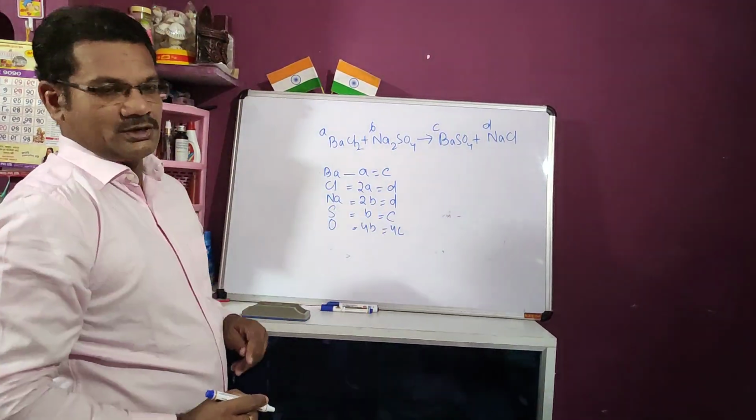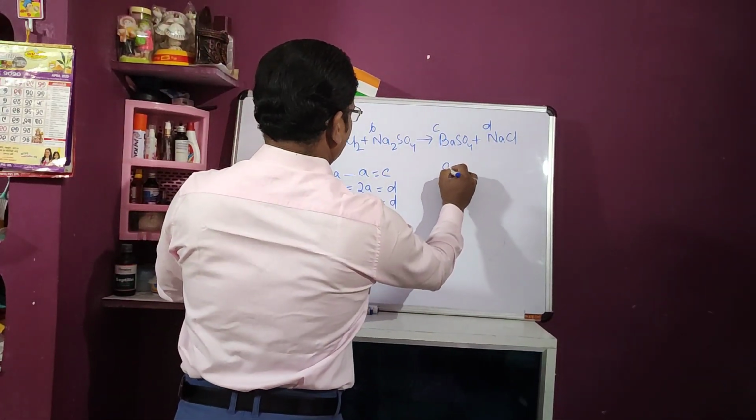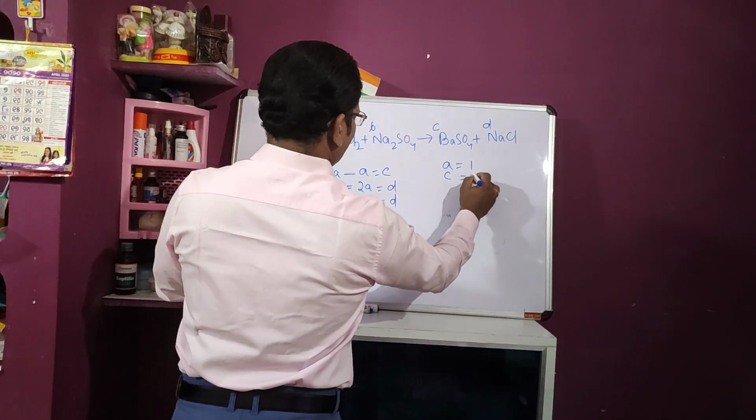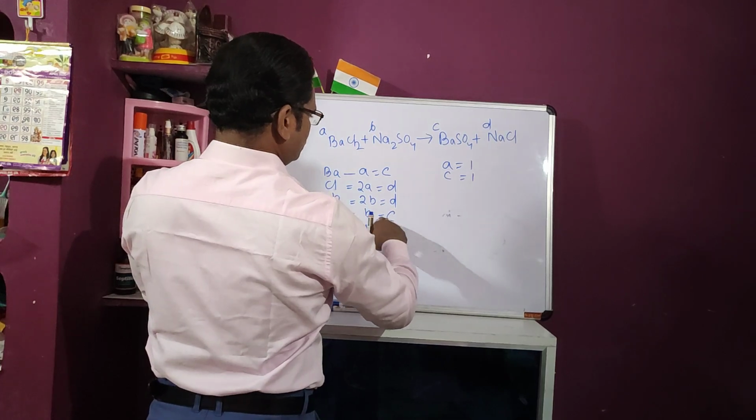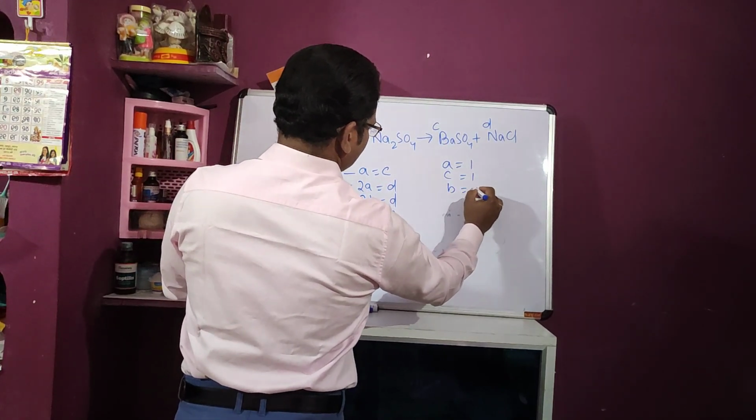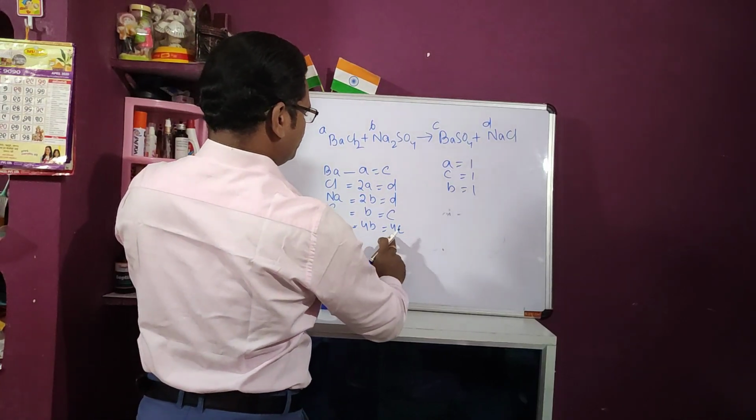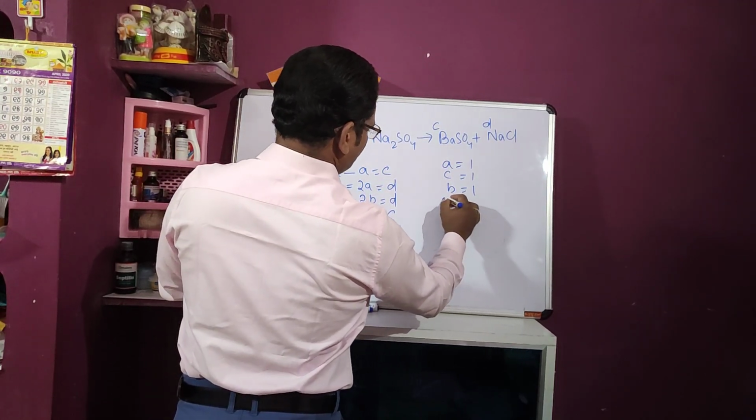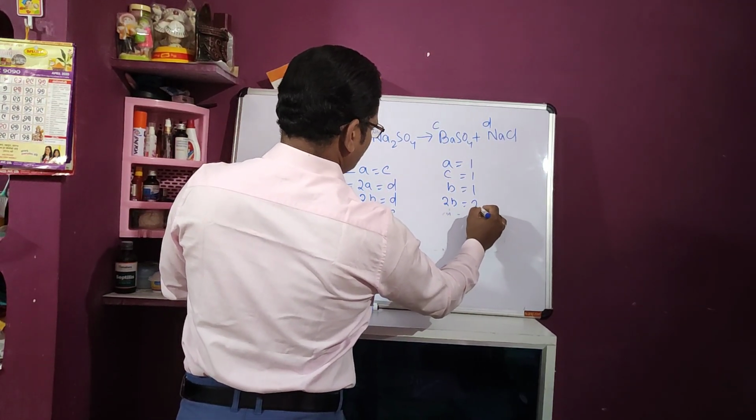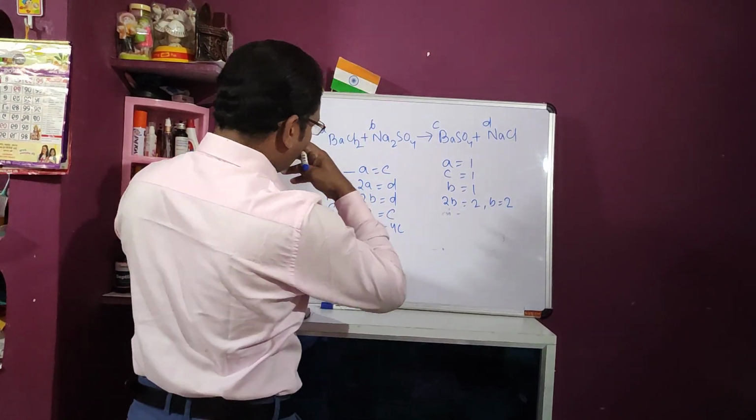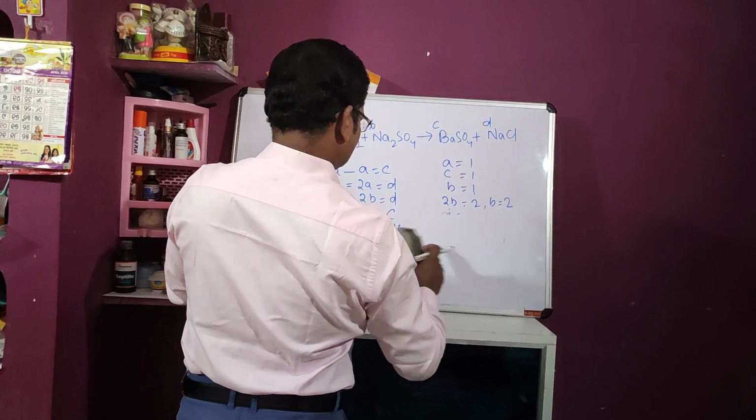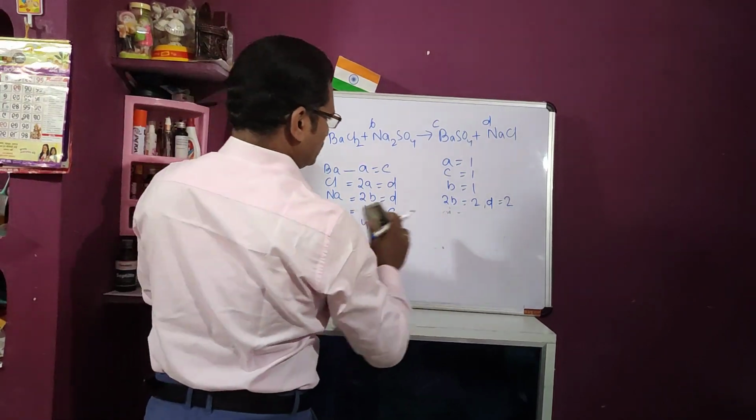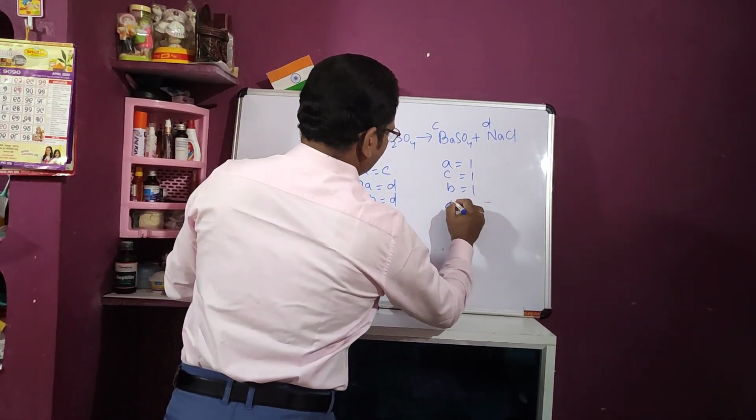Now I shall solve this. Let's take A equals 1. So A equals C, so C is also equal to 1. Now B is equal to C, so B is also equal to 1. For 4B equals 4C, this is okay. 2B equals D, B is 1, so 2B equals 2. Sorry, D equals 2. So I can write D equals 2.